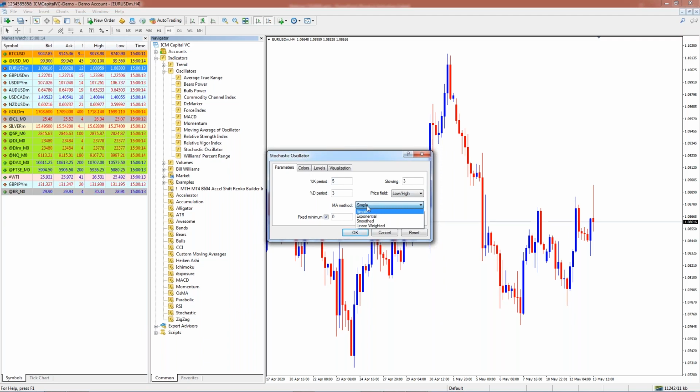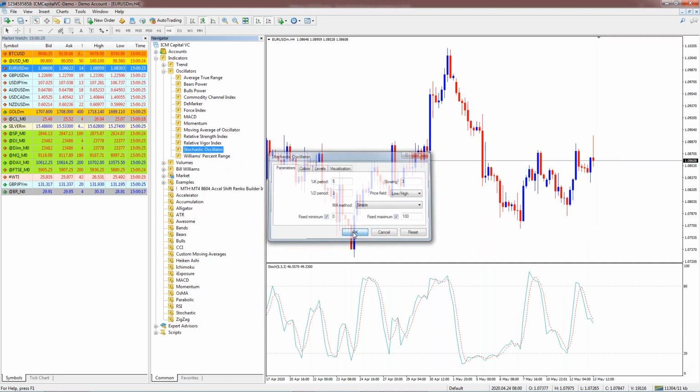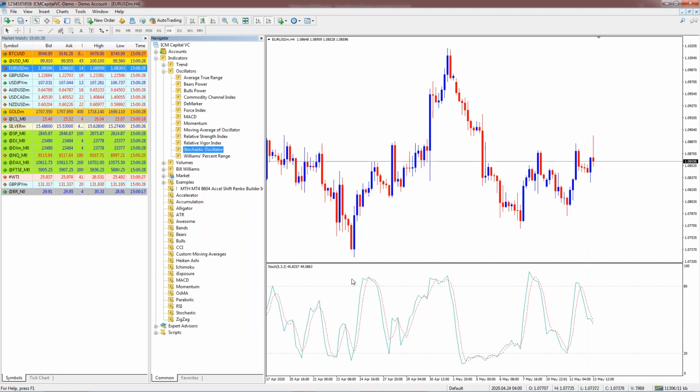But I suggest, as beginners, we can always keep it simple and just follow whatever default parameters have been set on the oscillator indicator. Just keep them and apply. Once you give apply, you can see, excellent, at the bottom a proper graphical indication has appeared.